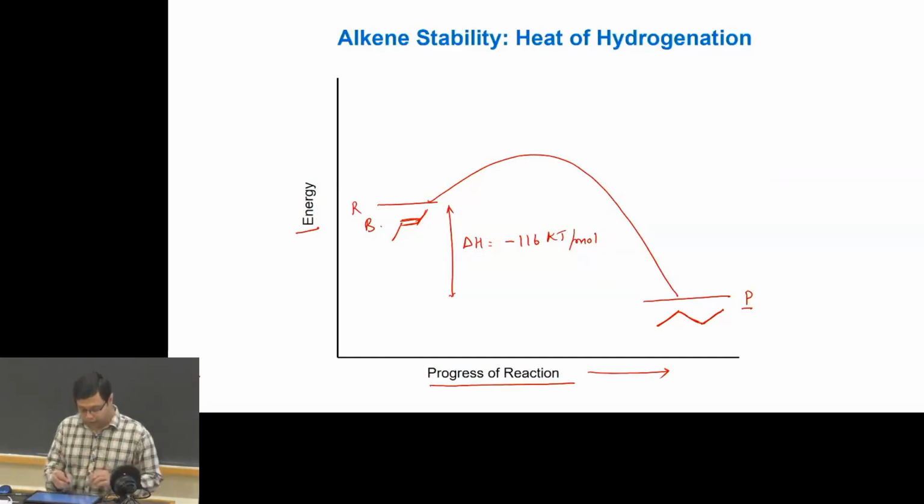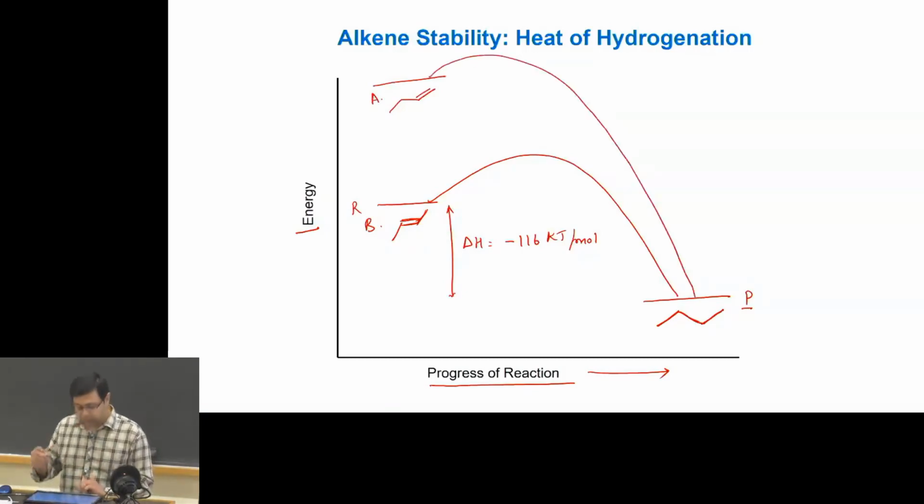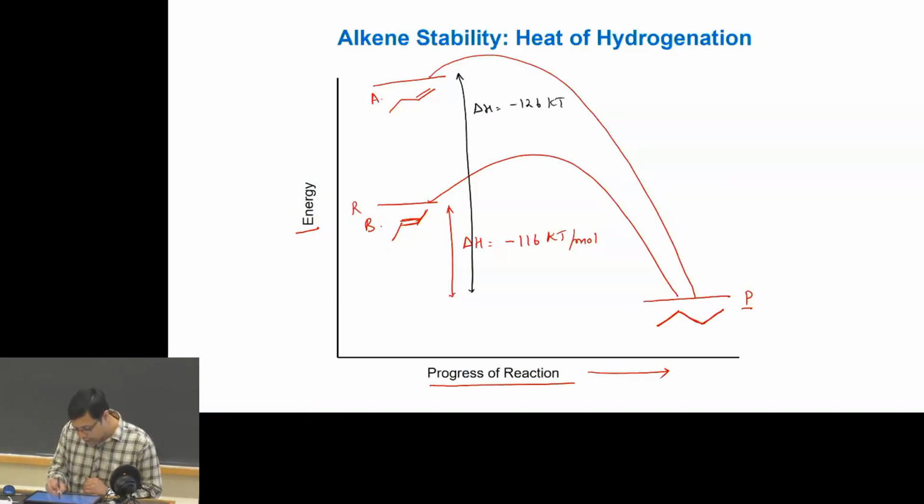Let's now take a look at the least stable compound among the three, which is compound A, the terminal alkene. And if you draw the reaction graph for that, this will be the graph. The difference in energy between the products and the reactants is the delta H. So this value is the delta H, which is minus 126 kilojoule per mole.